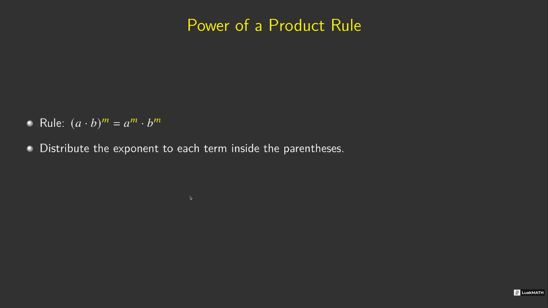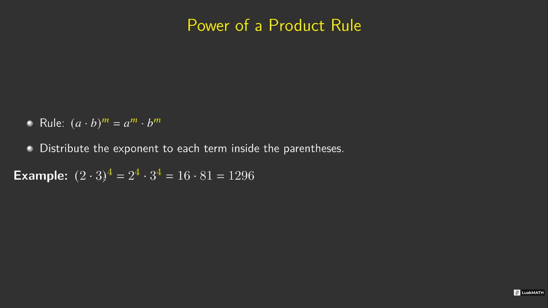Product of a product. So, product of a product. In this case, power of a product. So a and b. Remember, the dot is a product, or a multiplication. Here, a and b are two numbers that you are multiplying, and you're raising them to m. So the rule says you basically just distribute the exponent inside the parentheses. In this case, a times b raised to m becomes a raised to m times b raised to m.